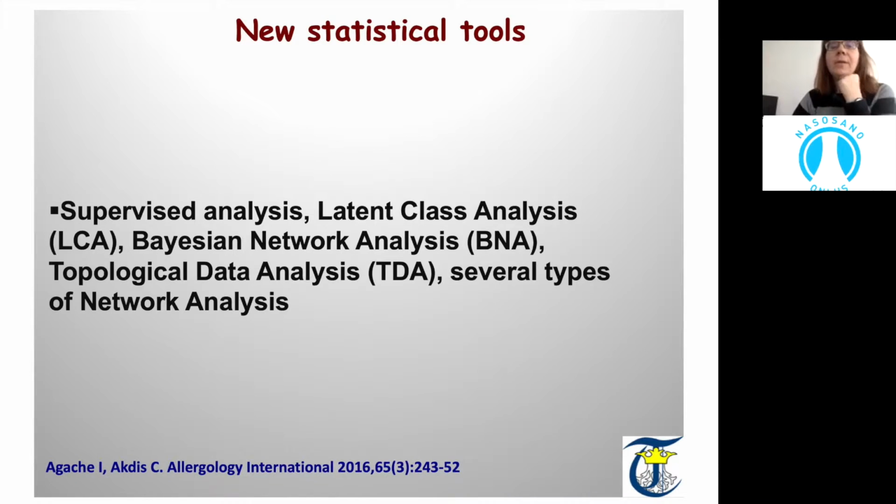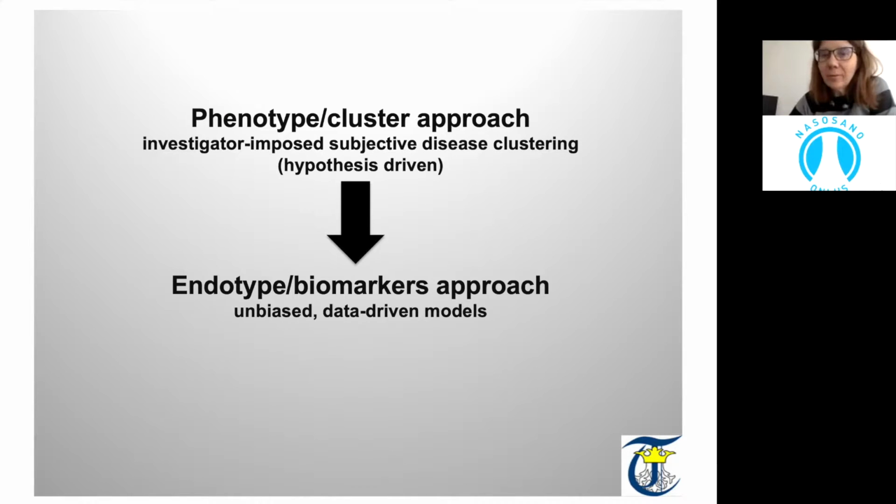We use new statistical tools, and these new statistical tools are very potent in generating and evaluating a huge amount of data. So we can use supervised analysis, latent class analysis, Bayesian network analysis, topological data analysis, network analysis, and so on and so forth. And this has changed very much the way we do research today, because until now, we were using an approach which was hypothesis driven. So we had a hypothesis and we built, based on visible properties, the phenotype clusters of disease. Let's say asthma associated with obesity, asthma associated with rhinitis, and so on and so forth.